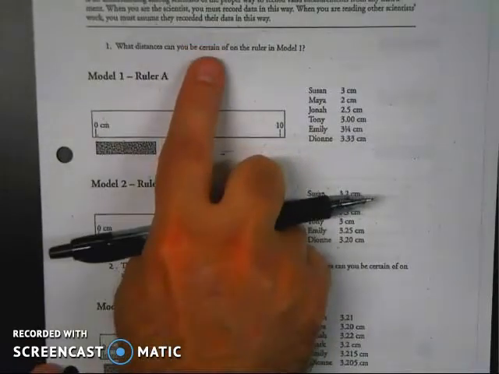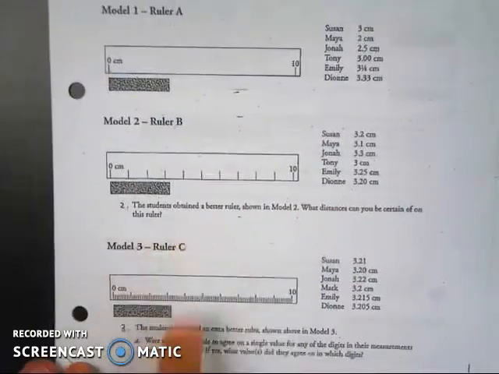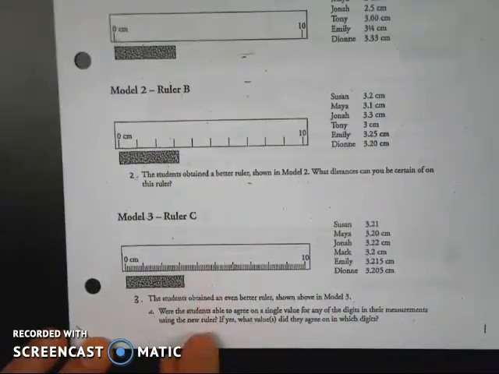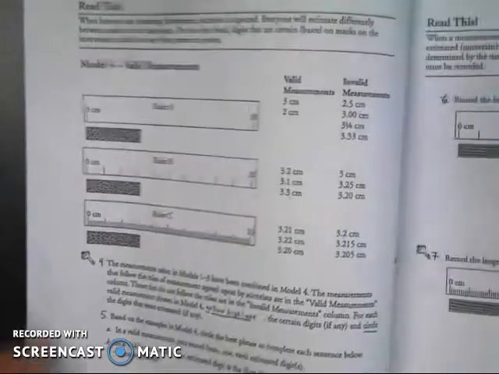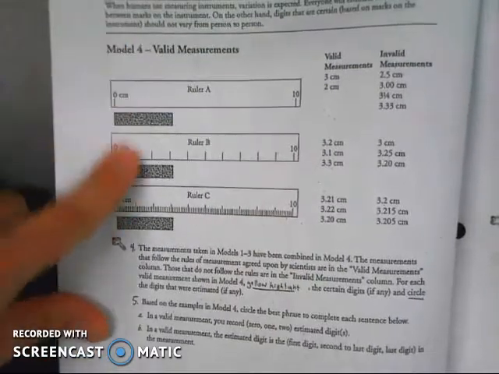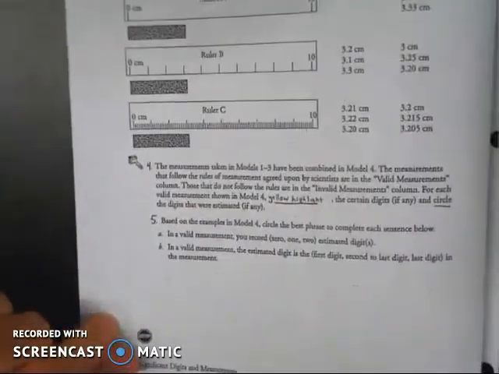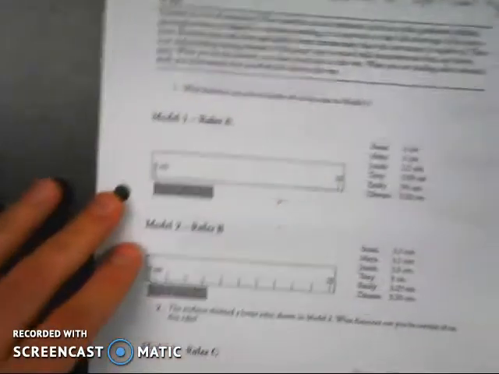What distances can you be certain of on model 1, number 2, number 3, A? And then if you turn the page over, and I'm sorry about the stapling, you can stop. Actually, go ahead and continue and answer. Read this up at the top, look at model 4, and go down to the stop sign. Go ahead and pause, and we will go over these.